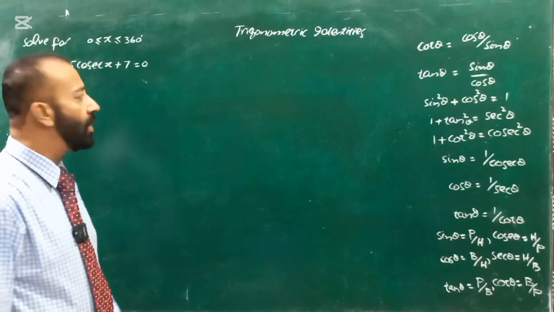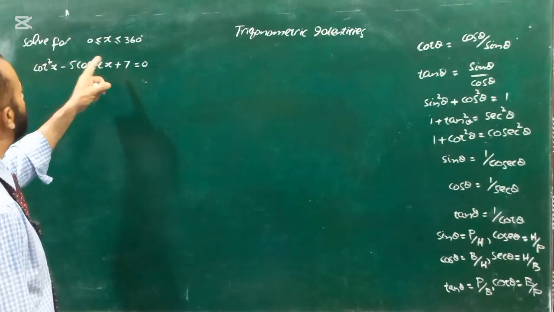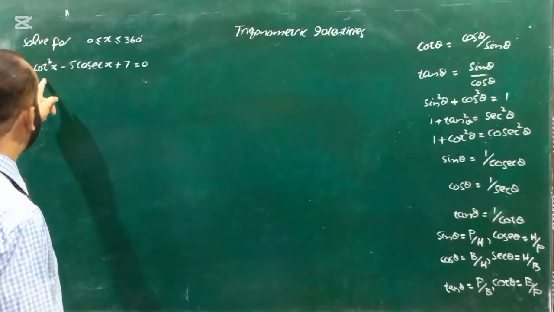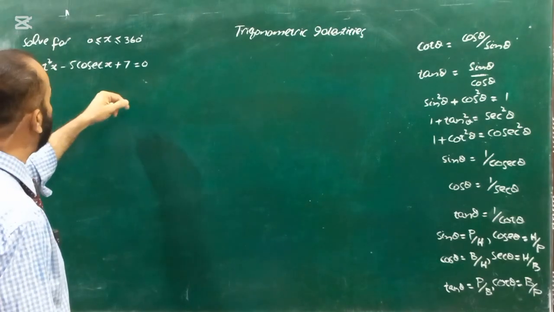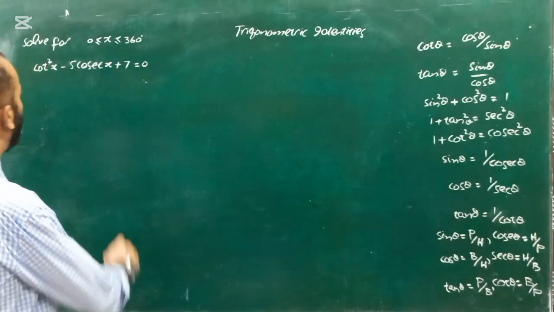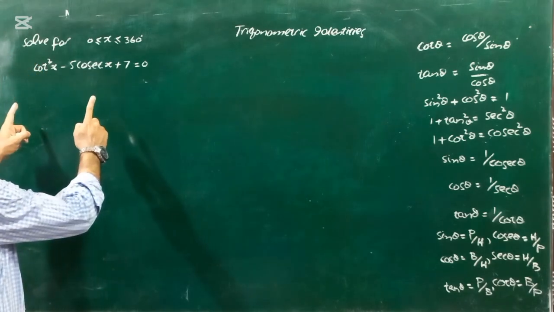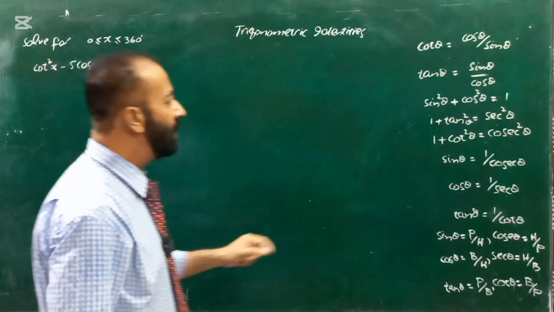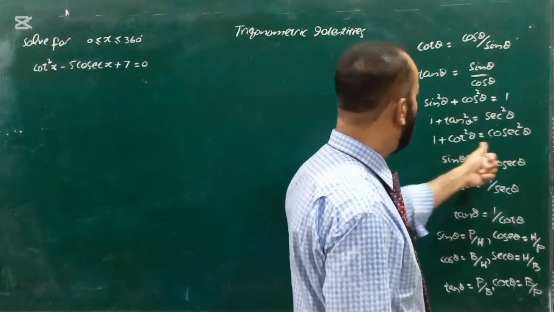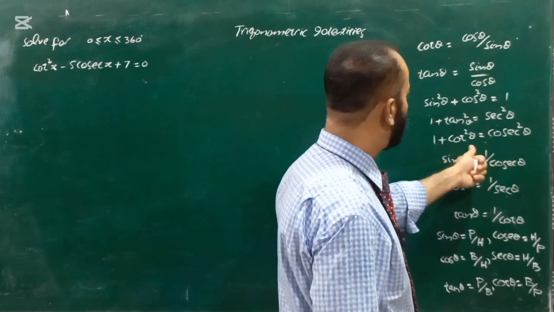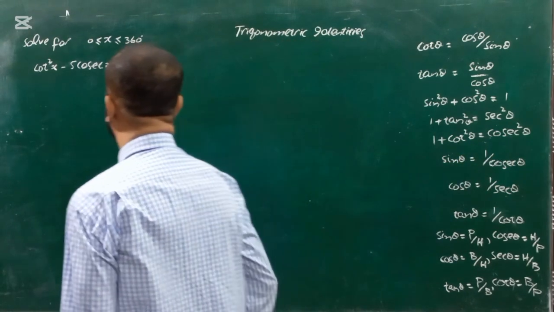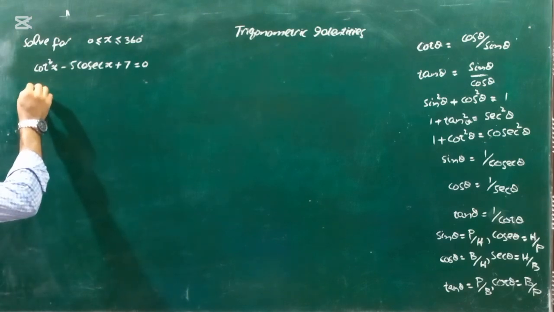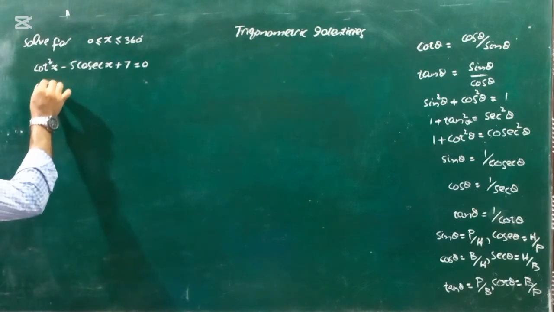Here is another question. Solve for x, greater than or equal to 0, less than or equal to 360: cotangent square x minus 5 cosecant x plus 7 equal to 0. Again, there are two different trigonometrical ratios, so first we have to convert them into a single one. Look, cotangent square x. This is the formula: 1 plus cot square theta is equal to cosecant square theta. So cot square theta will be equal to cosecant square theta minus 1.